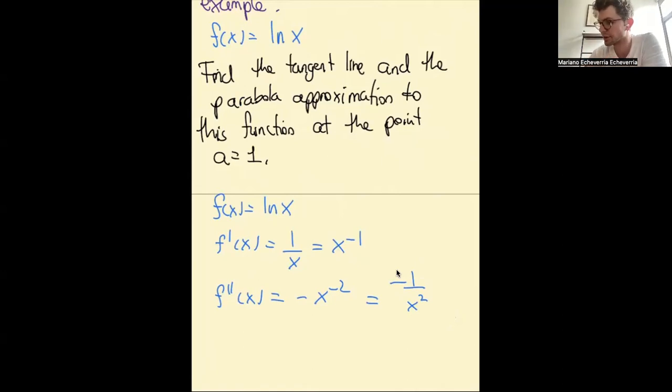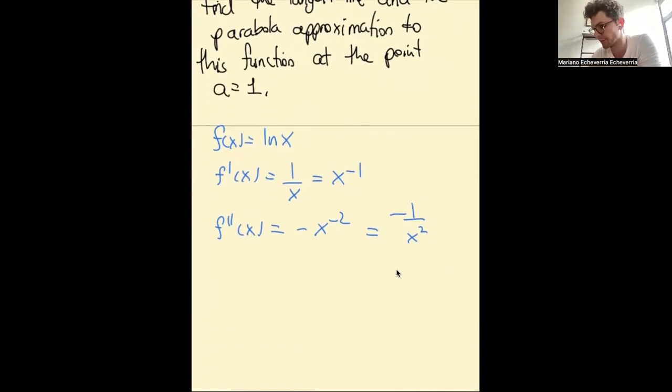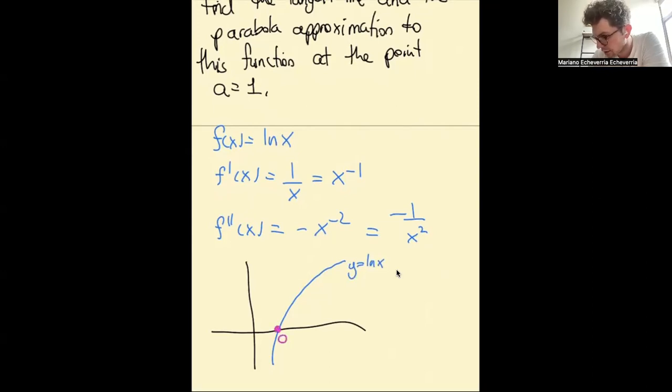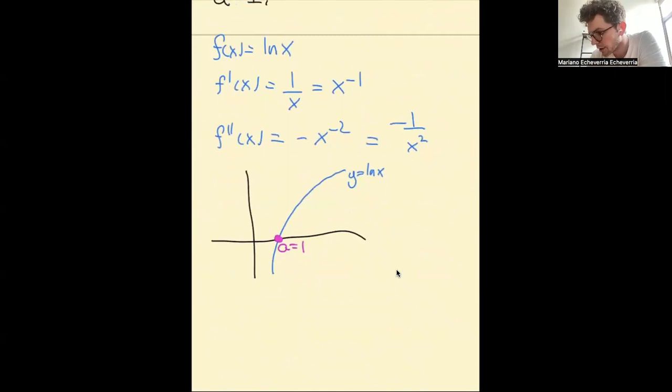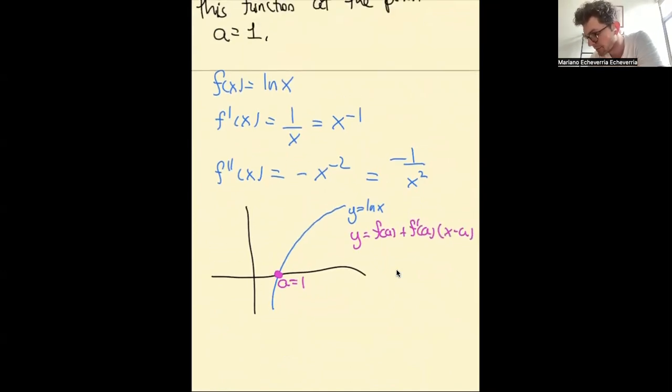So what's the tangent line approximation? In fact, let me draw. We kind of know more or less how the natural log looks, right? So this is how natural log looks. And we have this point, which is a equals 1. So here's a equals 1. We're trying to find the tangent line. The equation of the tangent line was y equals f of a plus f prime of a times x minus a, right?